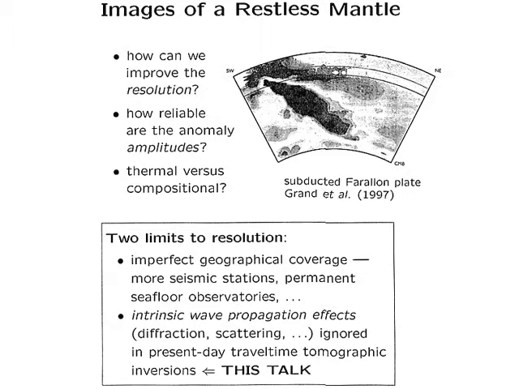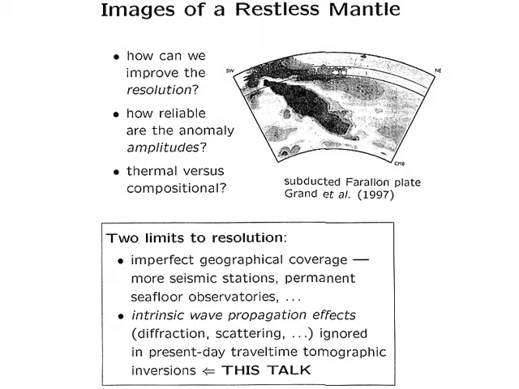And there are a lot of questions. I'm sure you've all seen images like this, and there are a lot of questions about these that we would like to know. Basically, we just would like to make these pictures sharper and clearer. And there are two things that prevent us from doing that. One is imperfect geographical coverage, particularly in the southern hemisphere, and there are a lot of people in our community who are trying to improve this by doing things like USArray and permanent seafloor observatories.